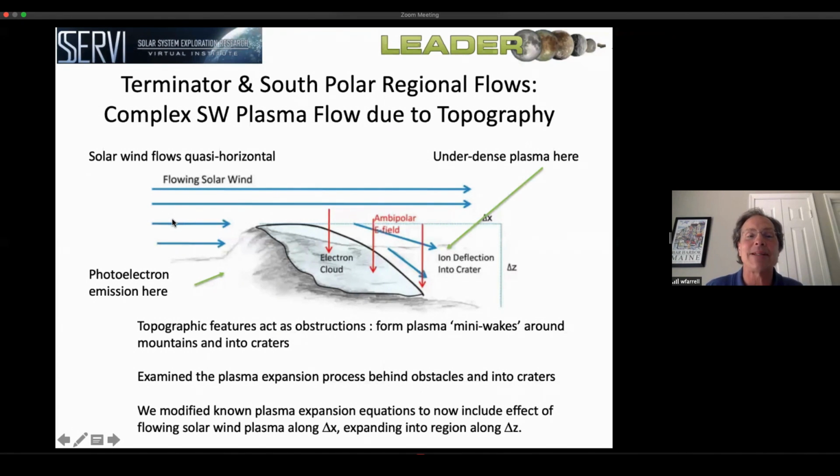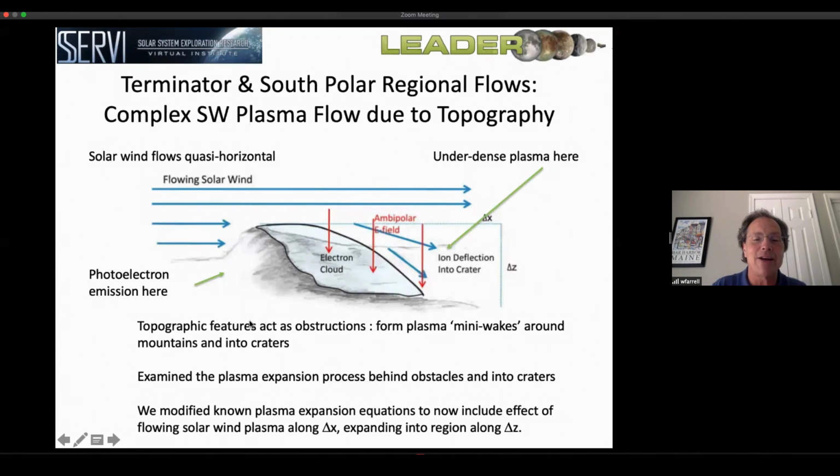I mean, what really happens is the plasma flows over, gets obstructed, but the electrons move in ahead of the ions, and you end up with an ambipolar or an expansion electric field, which then deflects the ions in behind the crater. So it just doesn't stay a perfect vacuum behind these objects. The electrical forces, in a real sense, deflect the ions into the crater. So we modeled this effect.